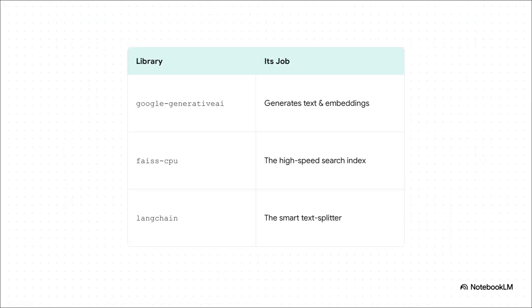Now, this whole process isn't just one single piece of tech. It's really a team of powerful tools working together. You've got libraries from Google, for instance, that are amazing at creating those embeddings. Then you have specialized tools like LangChain that know how to intelligently split up the text. And then you bring in something like FAISS, which was developed by Facebook, to build that incredibly fast search index that makes the whole thing possible at a massive scale.